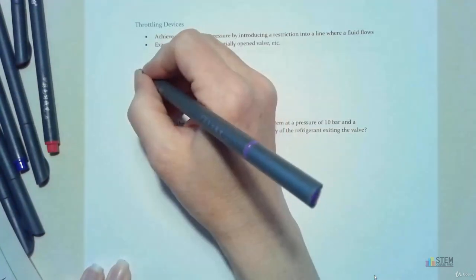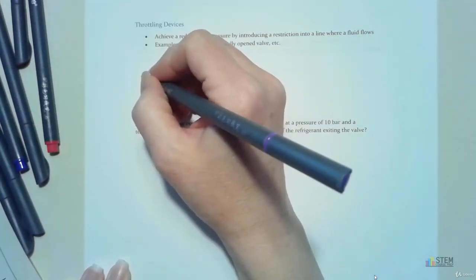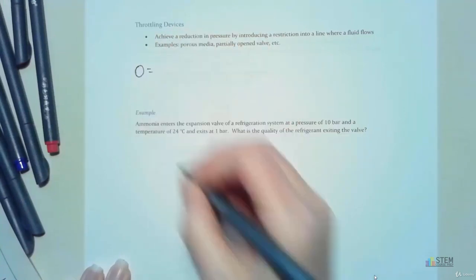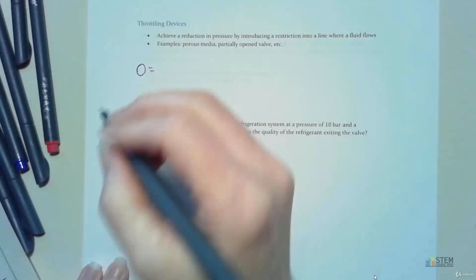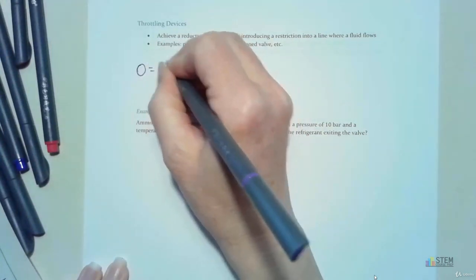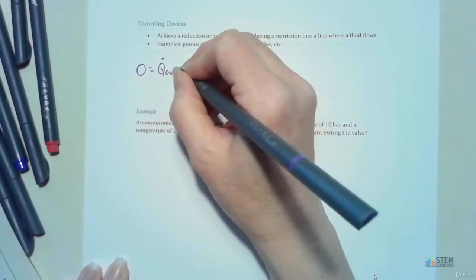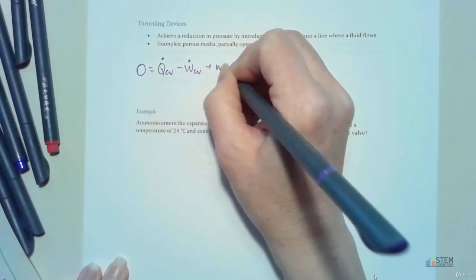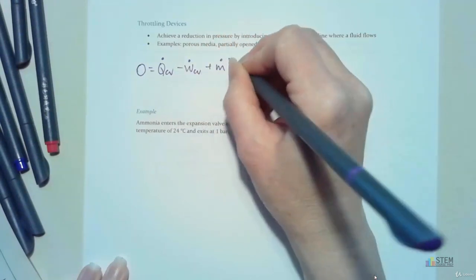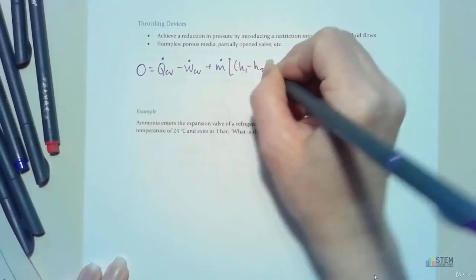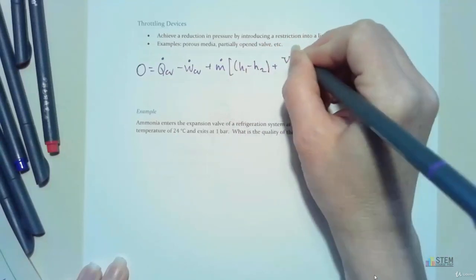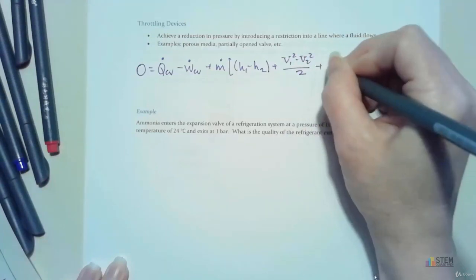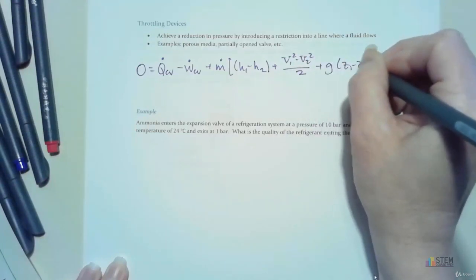And let's look at our equation. This is going to be another application of that energy balance equation. We're going to assume steady state, so 0 will be on that left side. That will equal Q_CV dot minus W dot plus m dot times (h1 minus h2 plus (V1 squared minus V2 squared) over 2 plus g times (z1 minus z2)).